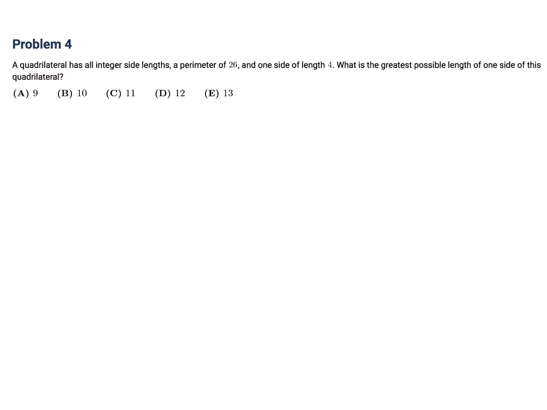A quadrilateral has all integer side lengths, a perimeter of 26, and one side length 4. What is the greatest possible length of one side of this quadrilateral? Let's draw a quadrilateral. I have no idea what it looks like, but let's just say that's the quadrilateral. One side is 4, the other sides I'll call A, B, and C.